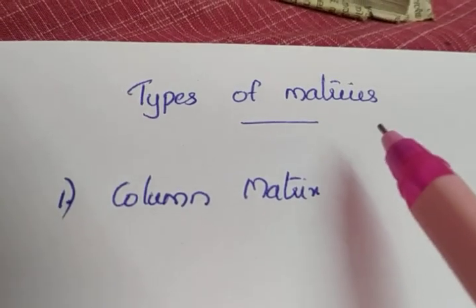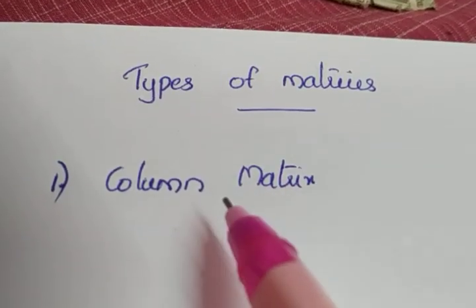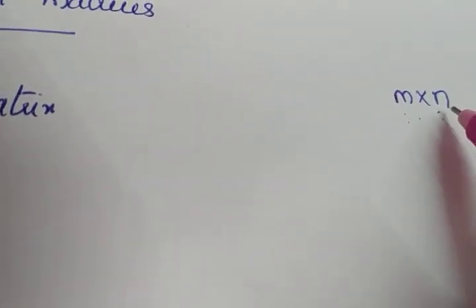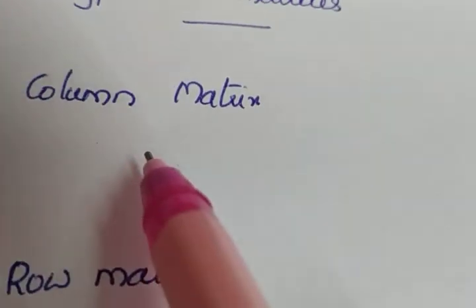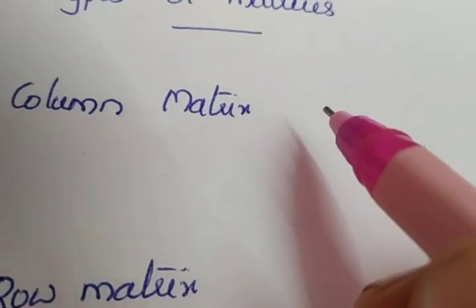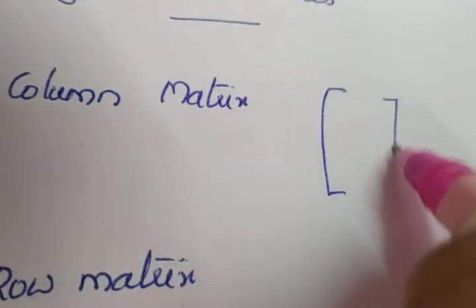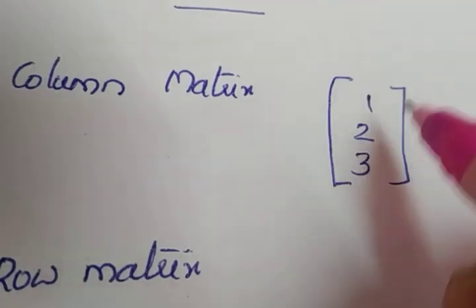One we are going to deal with is the type of matrices, and the first type is column matrix. We already know that if we are taking an order of a matrix as m by n, there are m rows and n columns. A column matrix means there will be only one column for the matrix. One column means if I am writing like this 1, 2, 3, there is only one column.